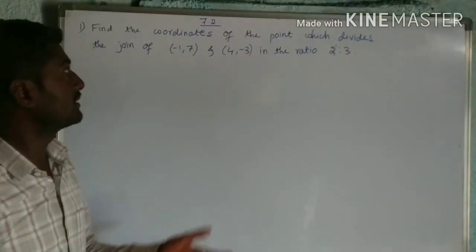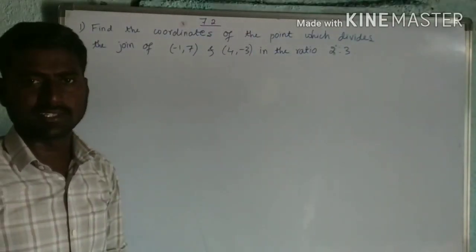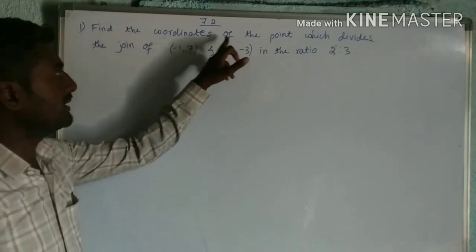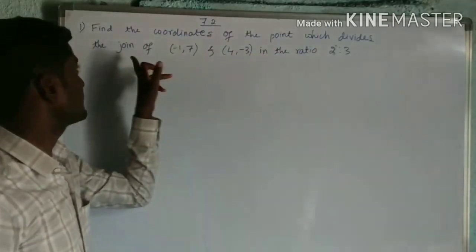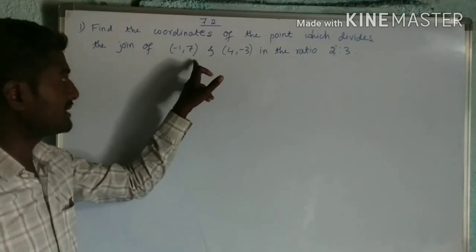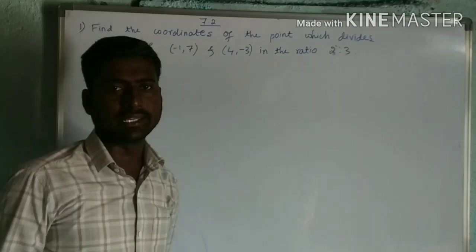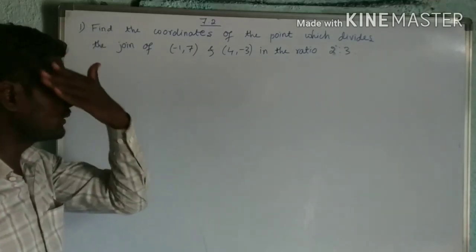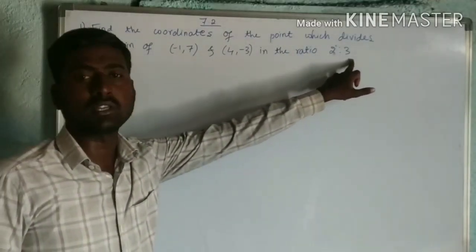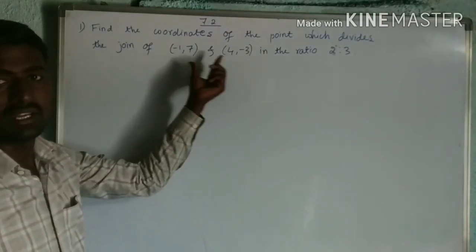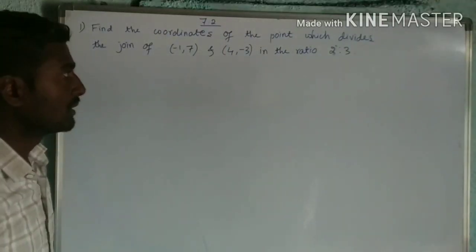Now we shall start the 7.2 exercise. In that one, first question. Find the coordinates of the point which divides the join of (-1, 7) and (4, -3) in the ratio 2:3. Here the ratio is given, that is m1 is to m2, and the line joining the points A (x1, y1), and I will take this as B (x2, y2).